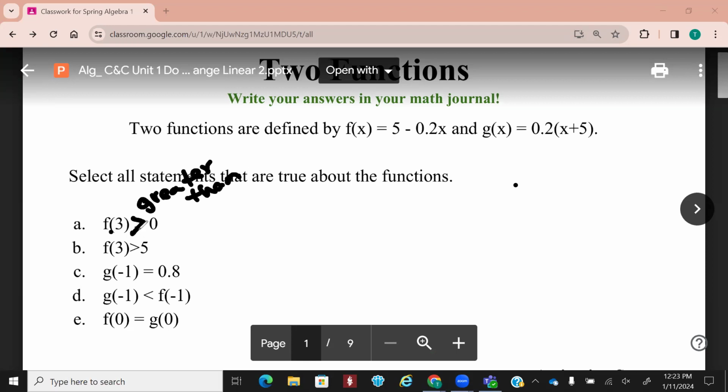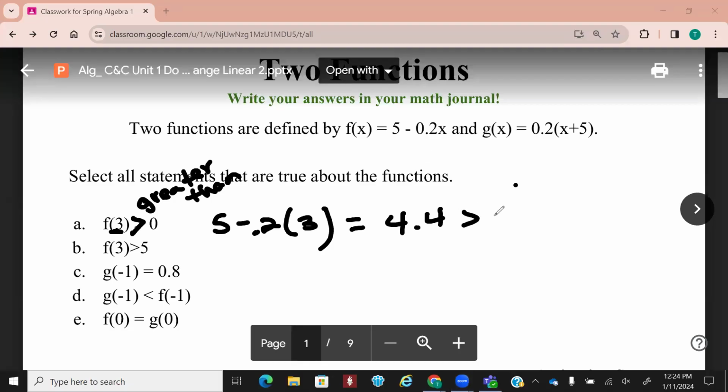So if I take 3 and I plug it into my equation, that's going to give me 5 minus 0.2 times 3. What does that give me? That's going to give me like 4.4. I need y'all to make an attempt on typing this into your calculator. Is 4.4 greater than 0? Yes. Is 4.4 bigger than 0? Yes. Okay. True statement.